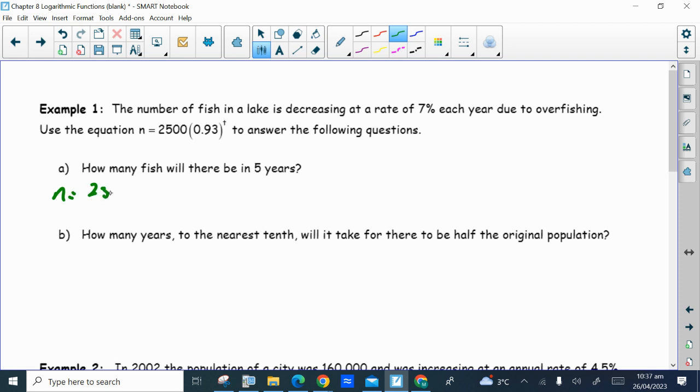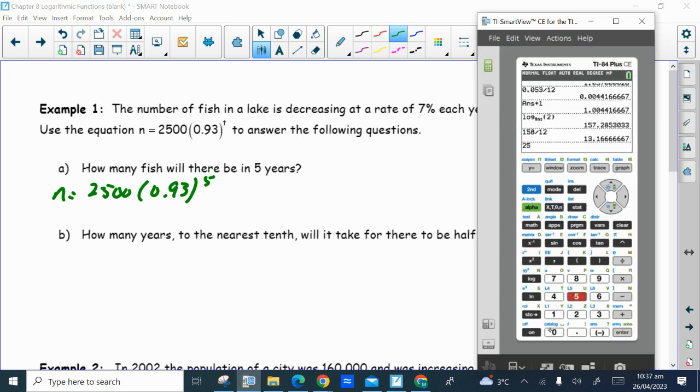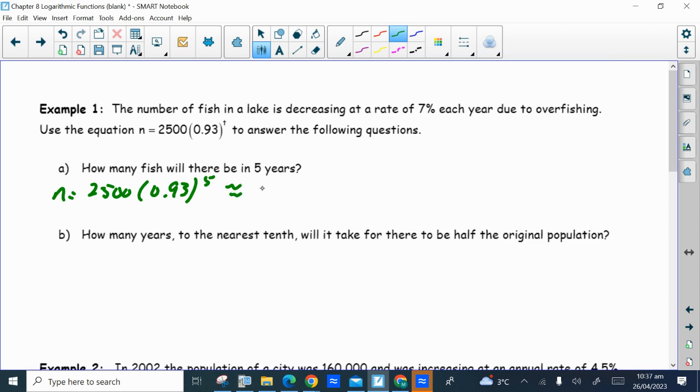So it'll be 2,500 times 0.93 to the power 5, which you can do in your calculator in one step. So the population should be less than what it was at the beginning because it's decreasing, and it is approximately 1,739 fish. Approximately.